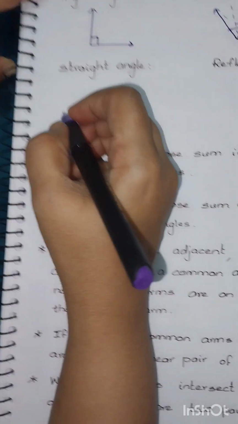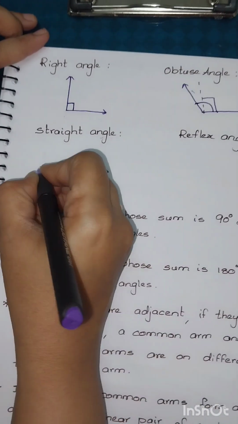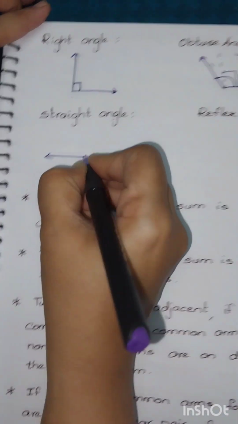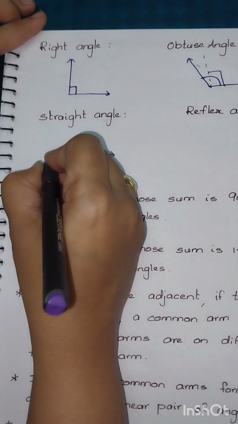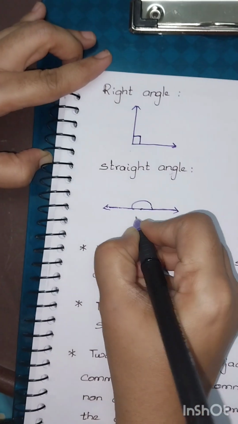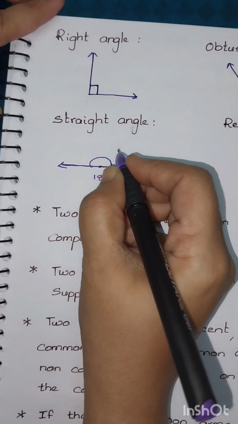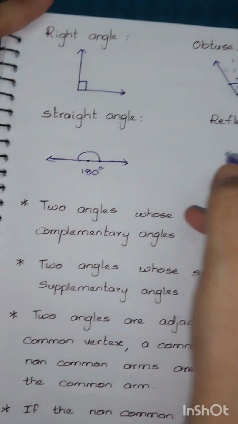What is a straight angle? If the angle formed by two rays, this is one ray and this is another ray, is 180 degrees, this is 180 degrees, it is called a straight angle.